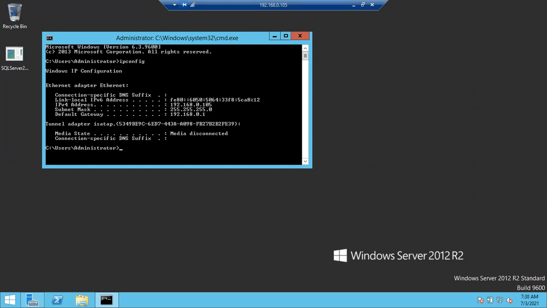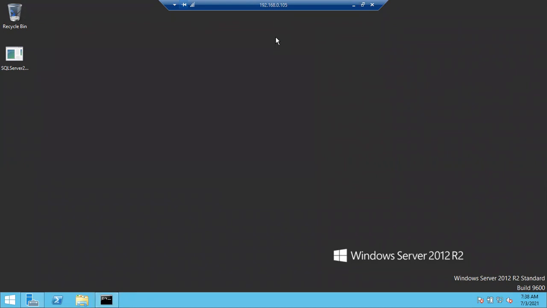So fine. For master, we can take only full. For model and MSDB, we can take full and differential. And for TempDB, we cannot take any backups. Remember guys, this is a very important point. For TempDB, backups are not possible.